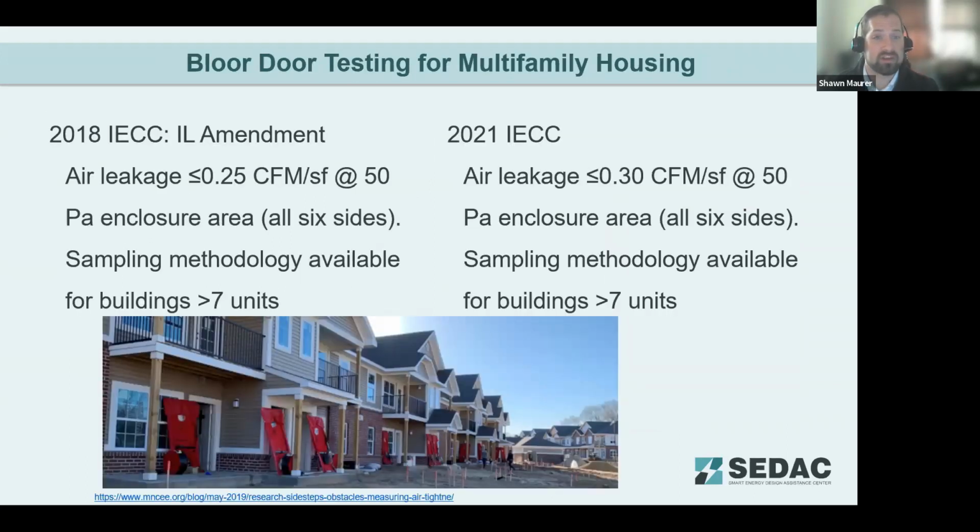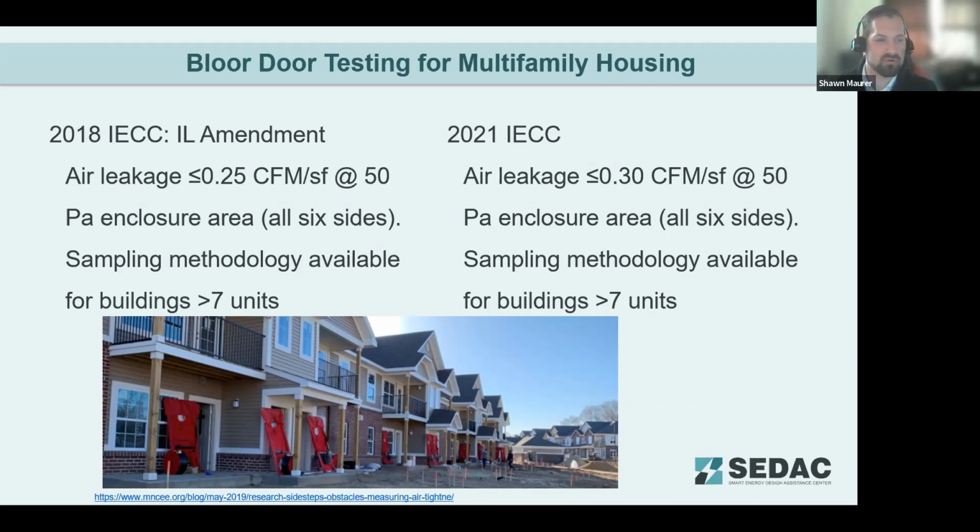So for the multifamily housing testing in the 2018 IECC, it's an Illinois amendment. It's not currently built into the IECC, so Illinois added the amendment that you could do testing for multifamily based on square footage of the envelope at that 0.25 CFM per square foot at 50 pascals. It also includes a sampling methodology that allows for buildings that have more than 7 units to do a sampling procedure, so that you don't have to test every single unit in the building.